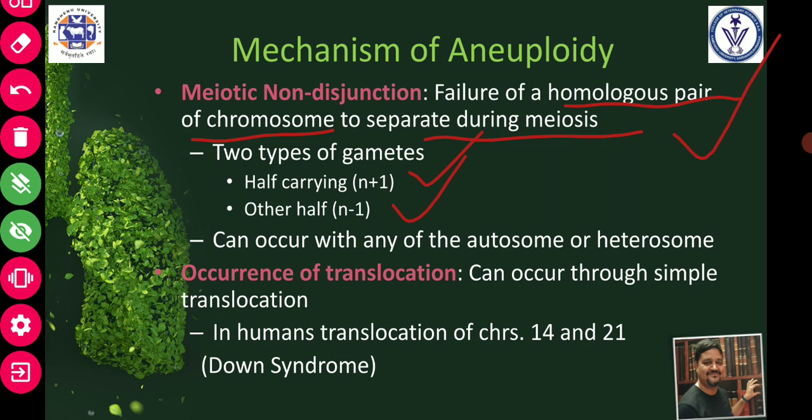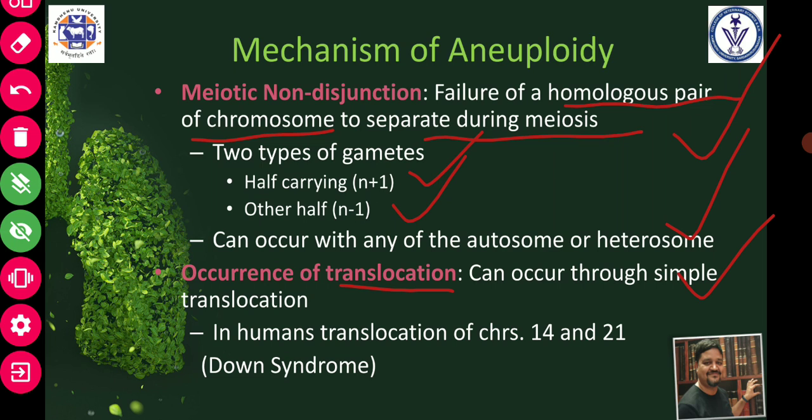It can occur with any of the autosomes or heterosomes. It can occur in autosomes or even in sex chromosomes. Then another is occurrence of translocation. We have already studied translocation in the structural chromosomal aberration, so you can take a cue from that. Occurrence of translocation can happen through simple translocation.